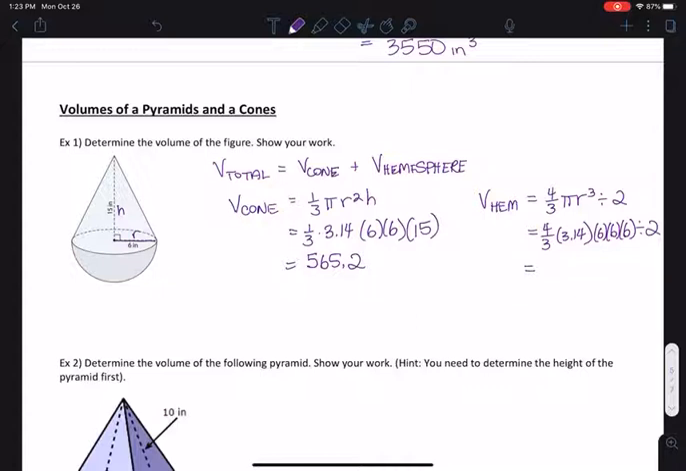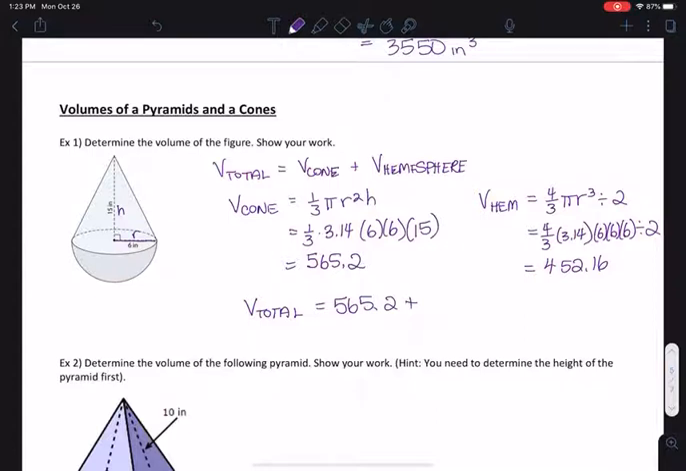I think I typed it wrong. I'm going to have to do it again. I had typed it wrong. 452.16.